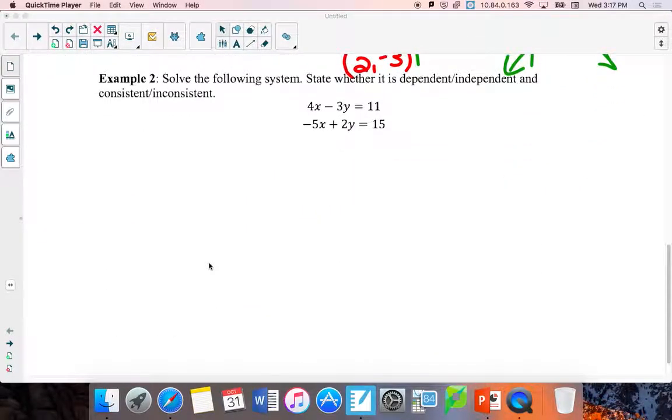Okay, so next, on example number 2, first of all, please change this to 4x plus 3y, or else we're going to have some really awful solutions. So please change that in your notes, first of all.